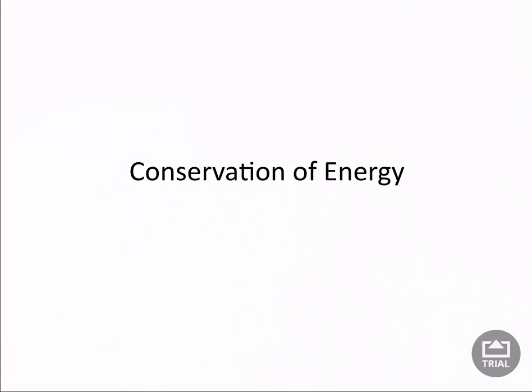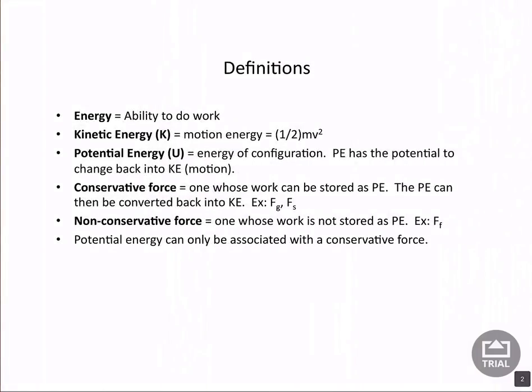So, conservation of energy. First, we need to define a few vocabulary terms. First, energy is the ability to do work. So we've already talked a lot about work, and really work and energy are kind of interchangeable. Both are measured in joules. When you do work on an object, then that object can have some energy. So the types of energy that an object can have are either kinetic or potential.